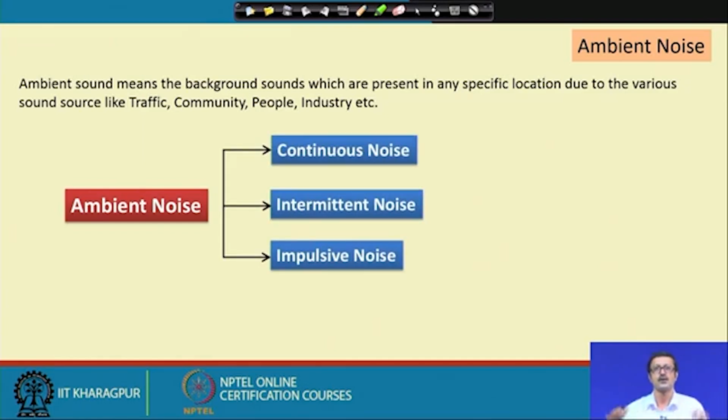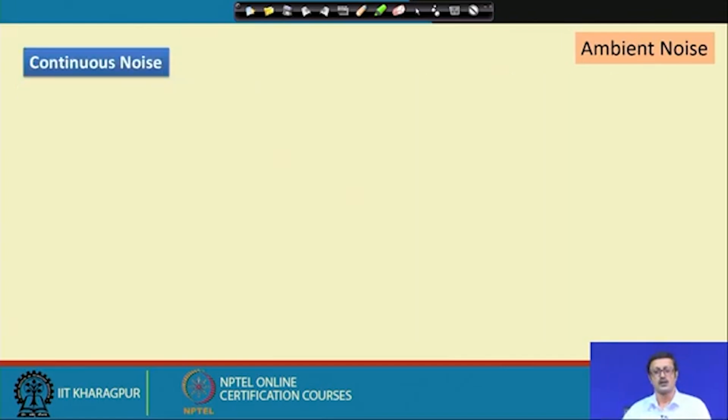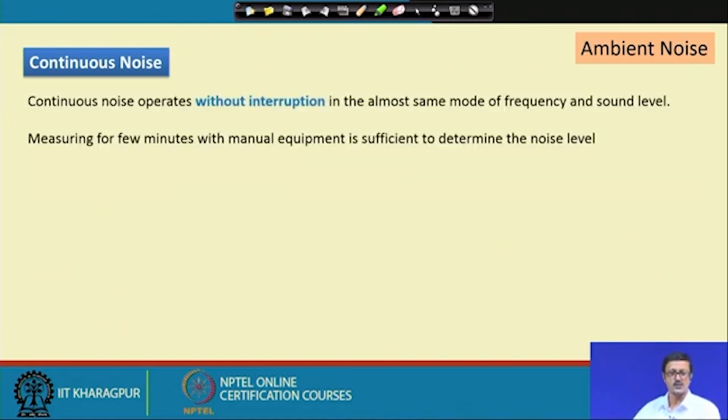One is continuous ambient noise, and one is intermittent noise, which is not continuous but tends to have a continuity. The third one is not at all continuous, which is impulsive noise, a noise which comes sometimes in an uncertain way, or sometimes may not come even in a day. With that definition and that classification of ambient noise, let us discuss these three types. The first one is continuous.